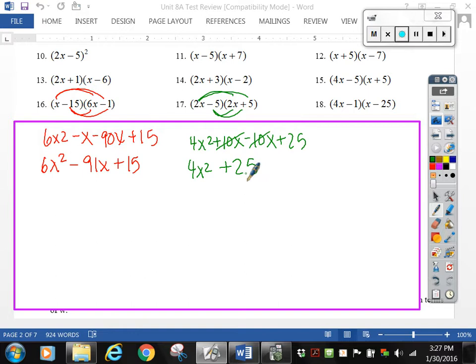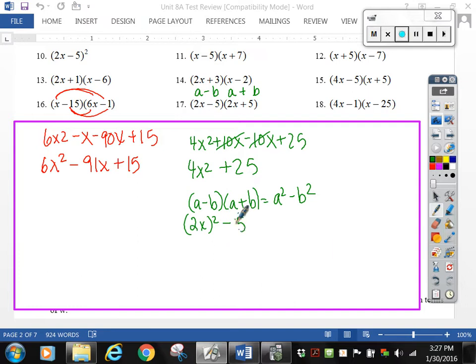Now, this is technically the difference of two squares, where 2x would be a minus b, and then this would be a plus b. So if you recognize that as the difference of two squares, we know that the difference of two squares equals a squared minus b squared. So if a is 2x, that would be 2x squared, and b is 5. So that would be 4x squared minus 25.